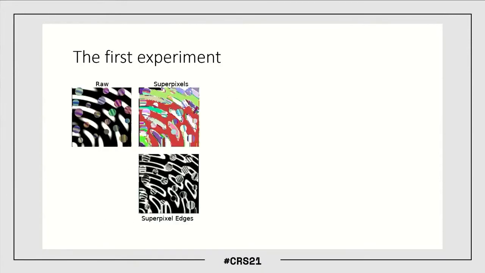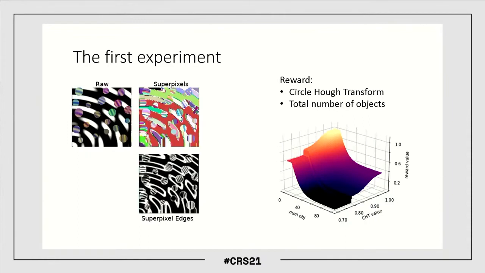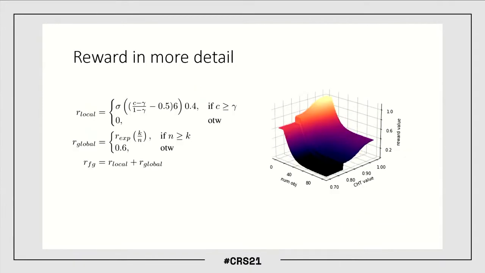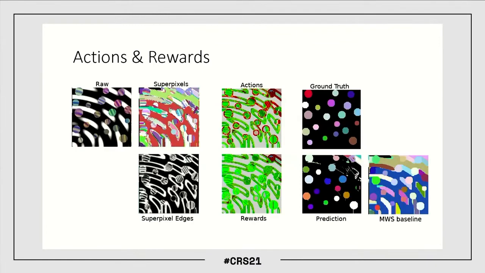The first experiment that we wanted to try it on was a very synthetic image like this, which is actually very hard for boundary-based segmentation methods because the background is so structured and has so many edges. Out of this, we can make superpixels, which have edges, right? And then we generated this kind of reward surface, which uses the Hough transform, which basically measures the circularity of your objects, and then the total number of objects, and we balance it out, right? If we do not have enough objects, then we try to make more. If we have too many, we only take the ones that are very circular. You can also make it more formal, but let's not stop on the formulas now.